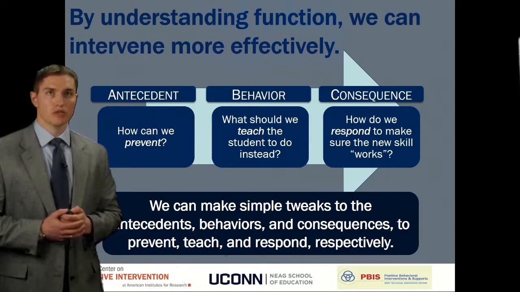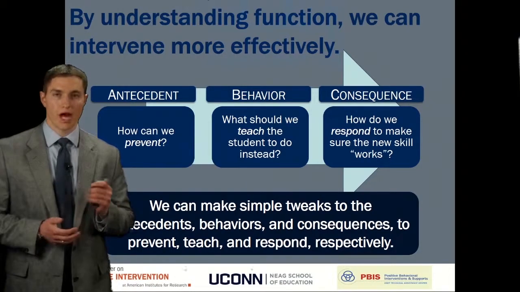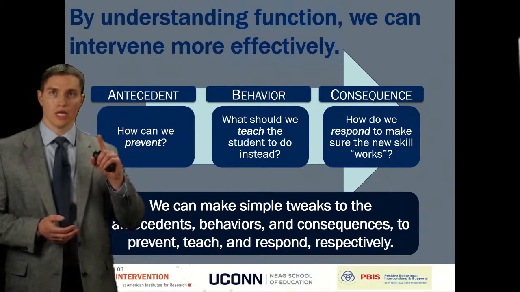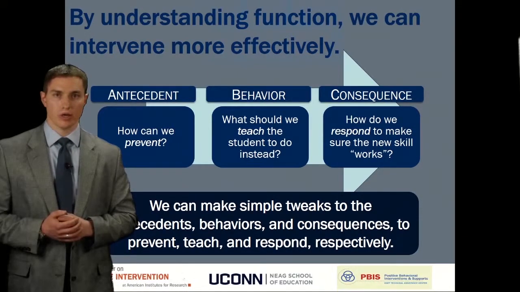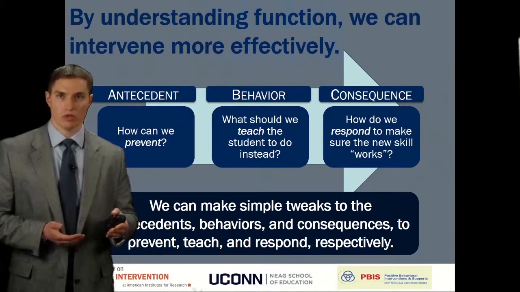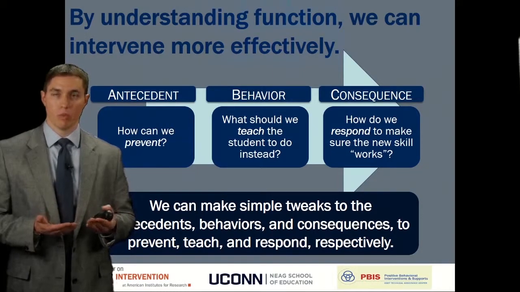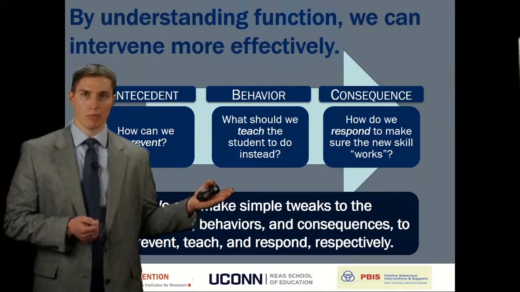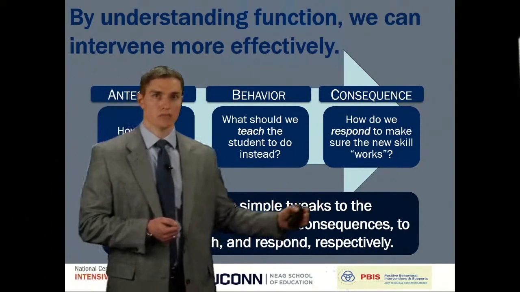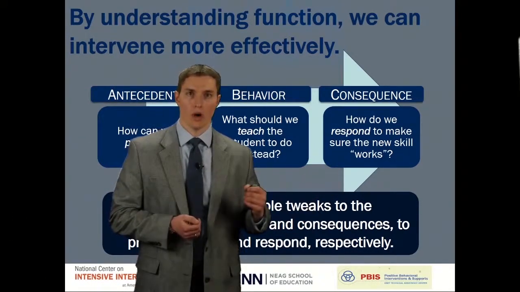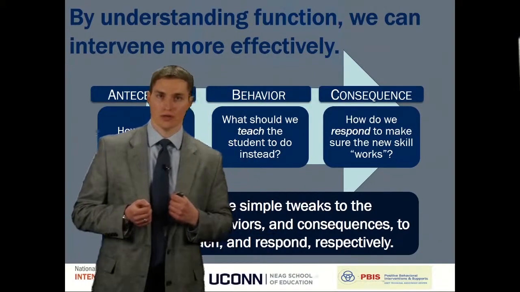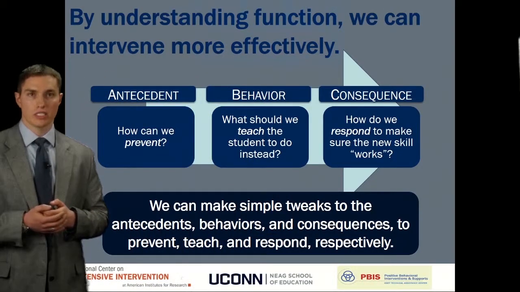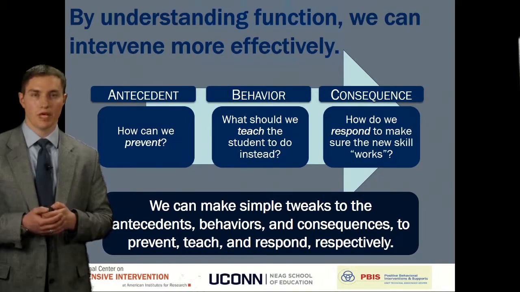By understanding the function of a student's behavior, we're able to intervene more effectively, and that is your take-home idea. So if we're able to understand the ABC sequence, the antecedents, the behaviors, and the consequences, and we're able to reliably measure those behaviors over time, we can hopefully come up with effective, well-informed strategies to both prevent the behavior from happening, teach the student more appropriate replacement behaviors, and train and support our staff on how to respond most effectively when both good and inappropriate behaviors occur. We hope that we can make simple tweaks and informed tweaks to the antecedents, behaviors, and consequences to both prevent, teach, as well as respond to behaviors as they occur.